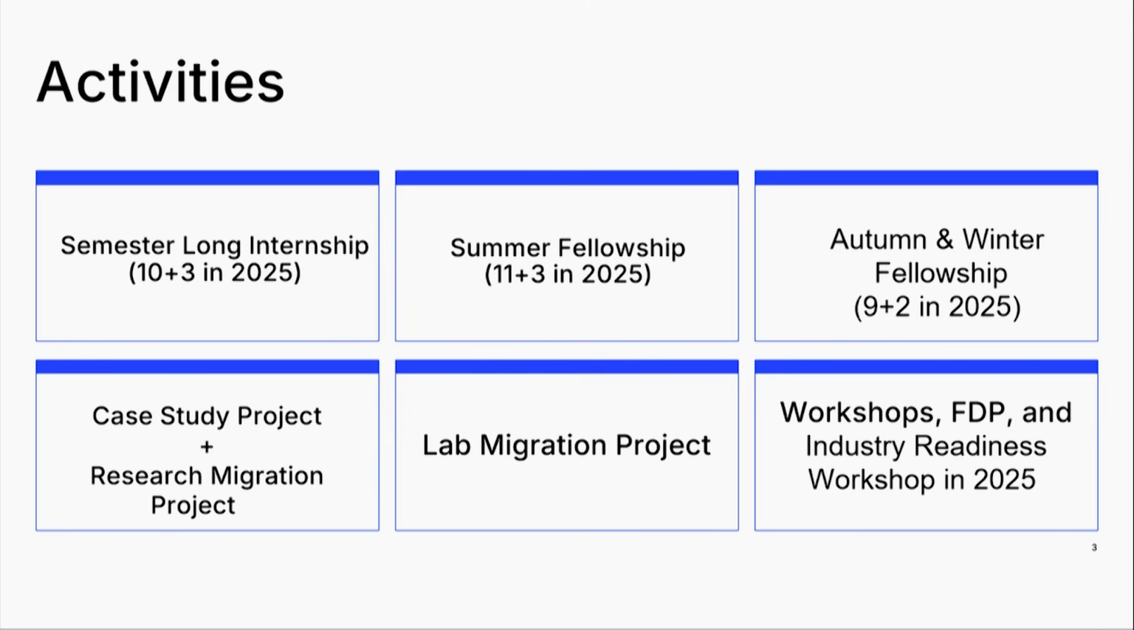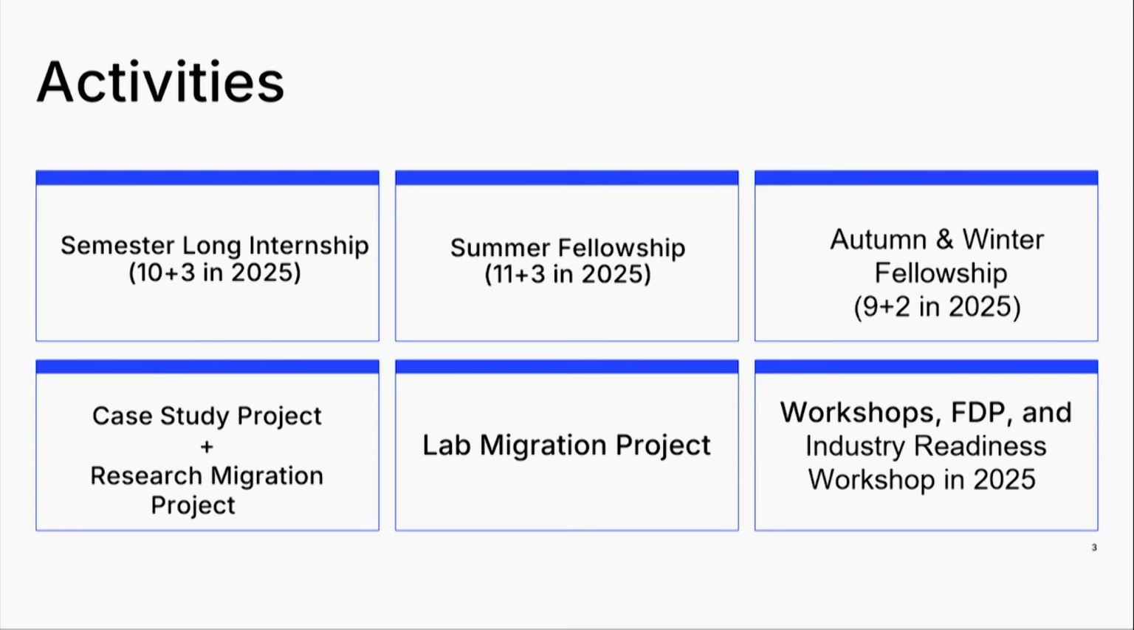Then we had the summer fellowship. There we had 11 plus 3, a total of 14 summer fellowship projects, and all these projects are updated on the FOSSEE OpenFOAM website as case studies or research migration projects. And we ended the year with some autumn and winter fellowships, where there are ongoing projects, 9 and 2, a total of 11 projects, which will be submitted very soon in January and updated on the website.